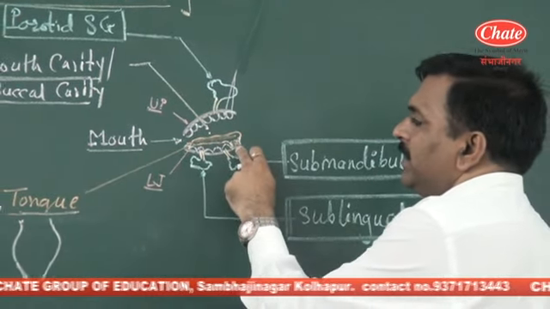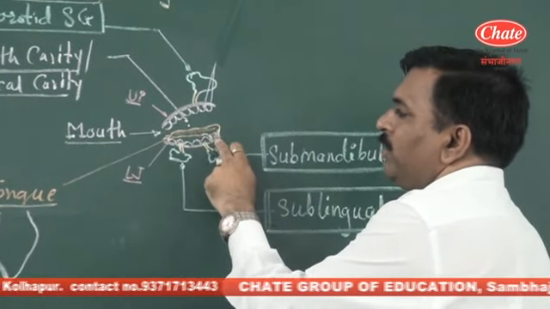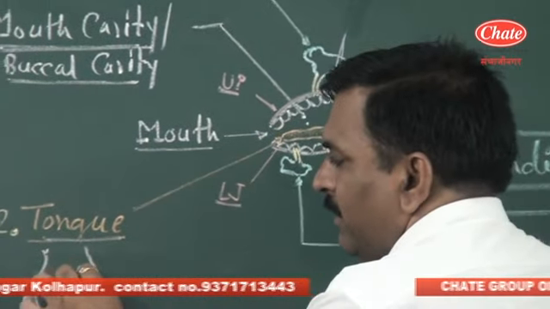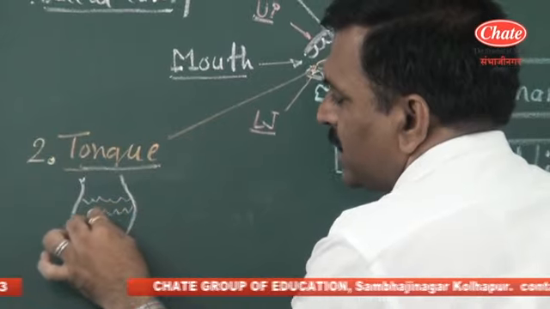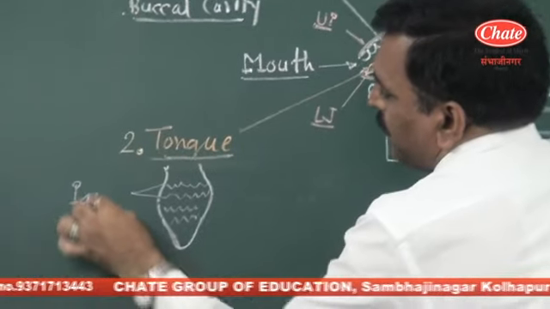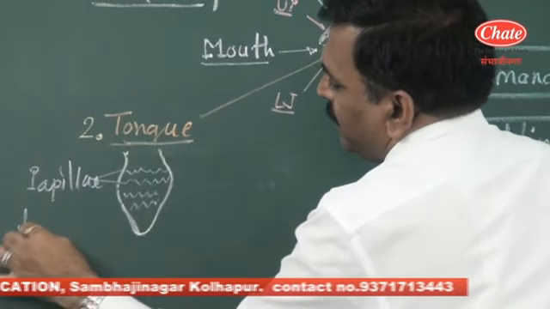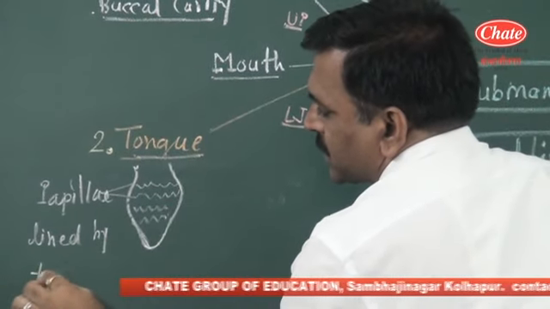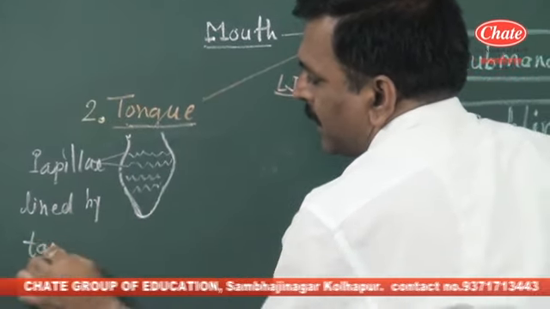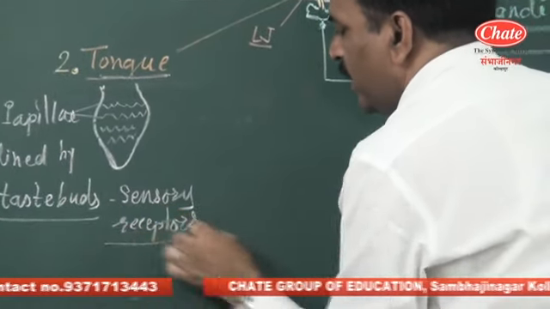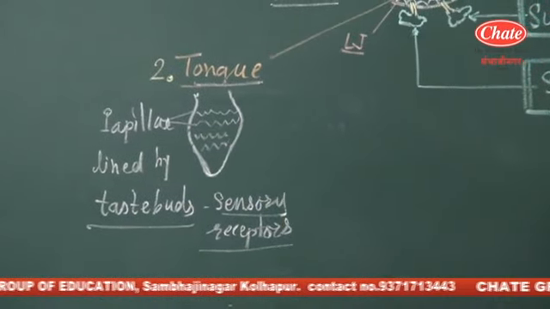Remember one thing: the tongue of a human being is attached to the lower jaw from the posterior side, while the anterior portion is free. The surface of the tongue consists of ridges, and these ridges or projections are termed papillae, and these papillae are lined by taste buds, and these taste buds are the sensory receptors. They are sensory receptors because they are involved in the identification of the chemical nature of the substance.